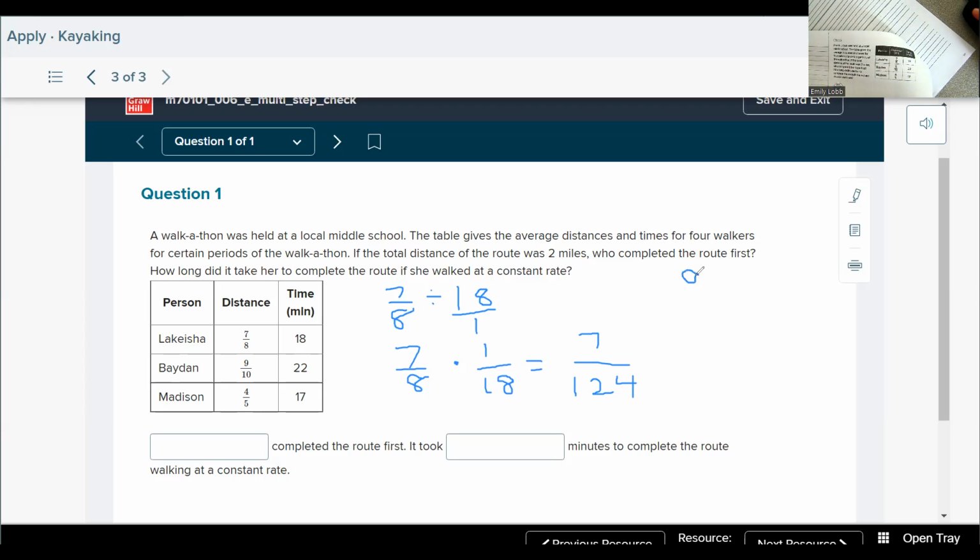So Baden, 9/10 divided by 22. Remember, we can write 22 as a fraction out of 1. So 22 over 1. Again, you're keeping the first, changing to multiplication, flipping the fraction. That's what you need to do here. And then you need to do Madison.